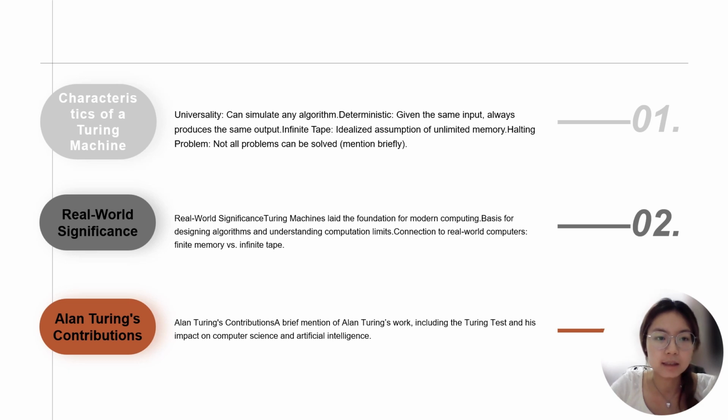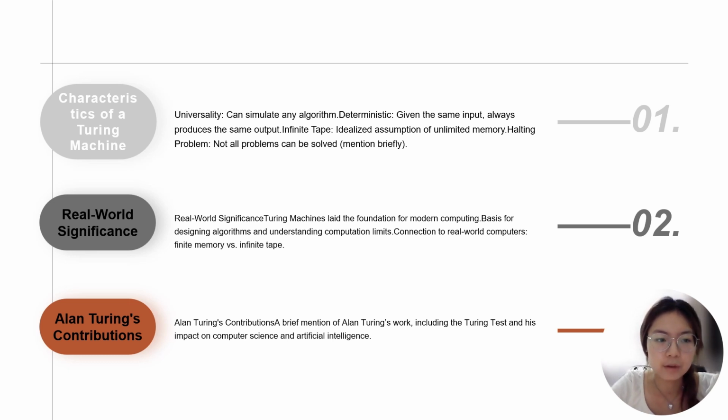And here are the characteristics of a Turing machine. Universality: it can simulate any algorithm. Deterministic: given the same input, it always produces the same output. Infinite tape: it idealizes the assumption of unlimited memory. Halting problem: not all problems can be solved.